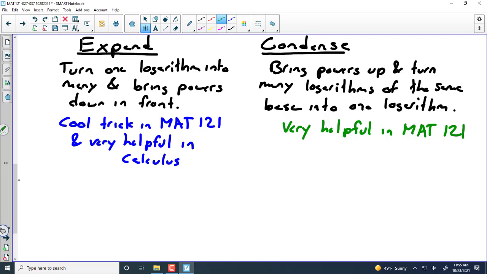If you're like, Steve, why do I need to know how to expand this? I'll say to you, in this class you really don't have a lot of use for that, but you do need it for later, and it is part of the curriculum of the course. If you said, why do we condense it? I would say because in this class, Math 121, especially next week in Math 121, we're going to find it very, very useful to be able to turn many logarithms into one logarithm. So this is kind of the big one for us, condensing.